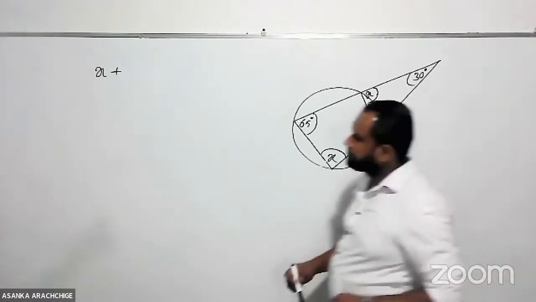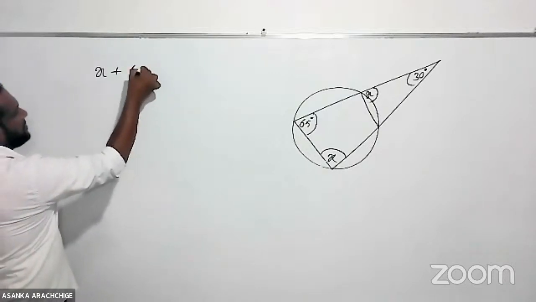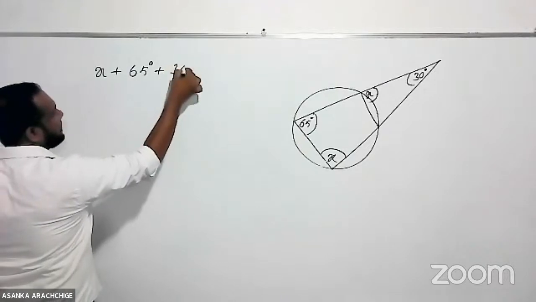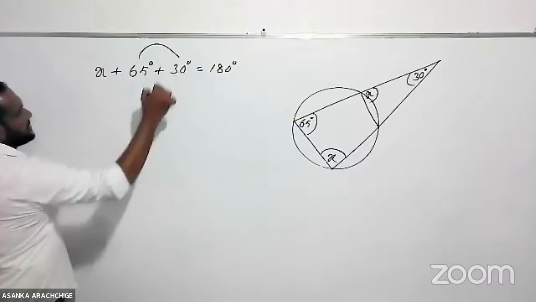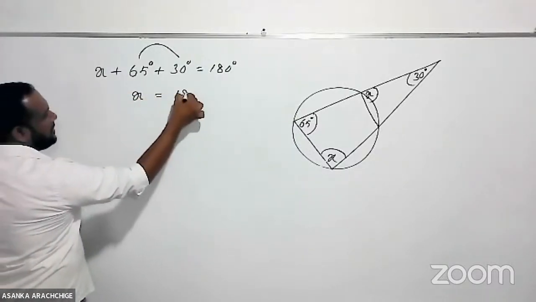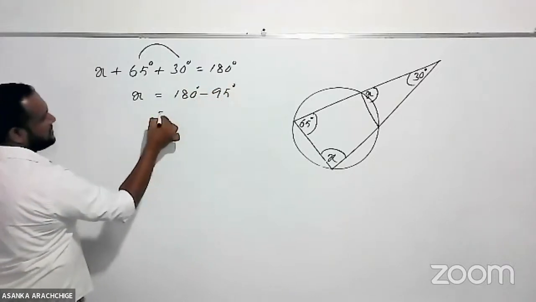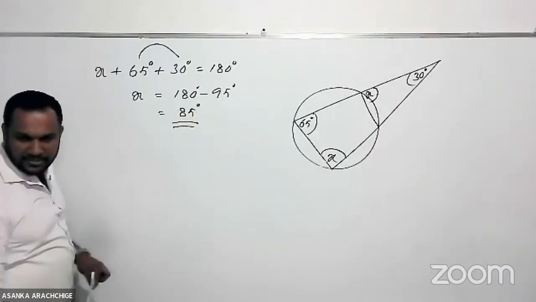Right. X plus 65 degrees plus 30 must be 180. 65 plus 30 is 95. Take it to the other side as minus 95. X is equal to 85 degrees. Correct?